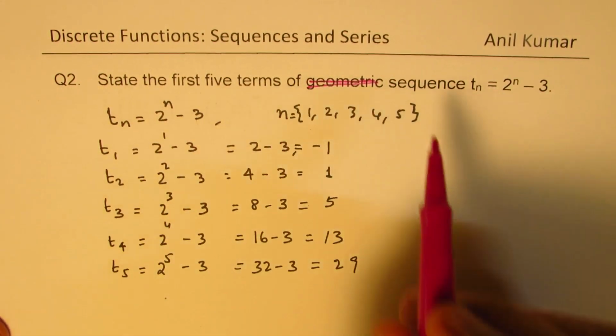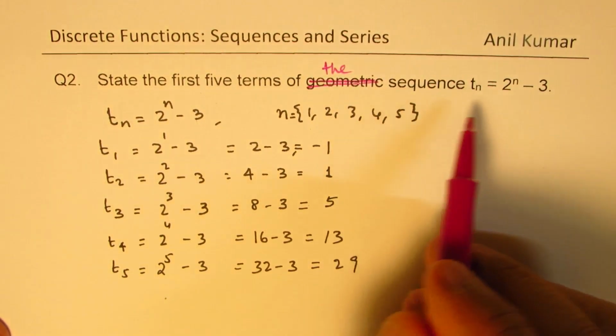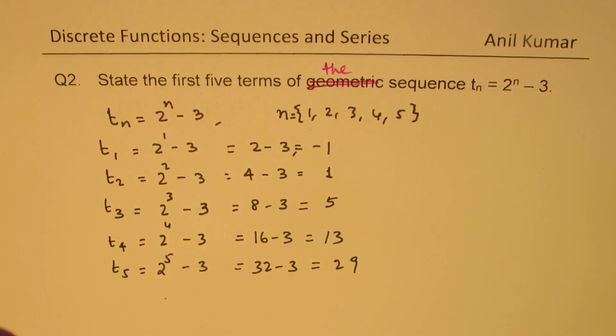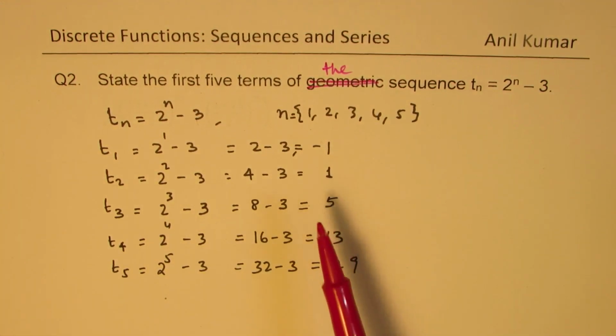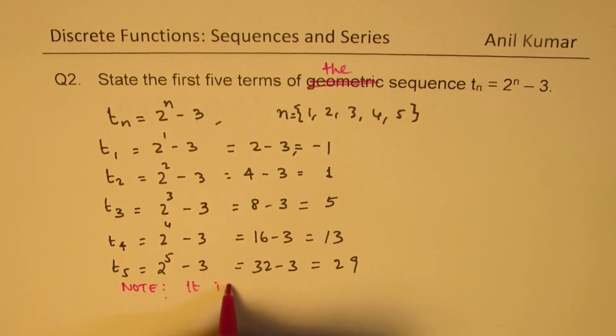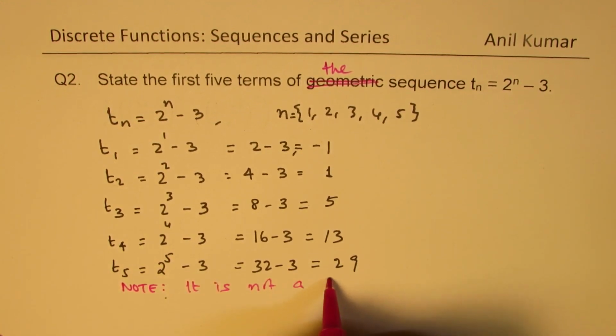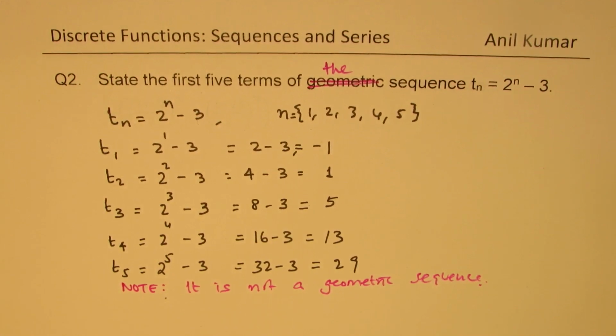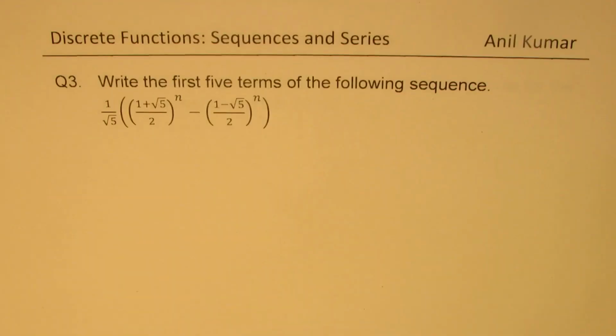State the first 5 terms of, let it be, the sequence Tn equals 2 to the power of n minus 3. Is that clear? So it's definitely a different sequence. It's not a geometric sequence. So note, it is not a geometric sequence. The terms I have mentioned are right, but there was a typing error. So this sequence is different, exponential kind of.